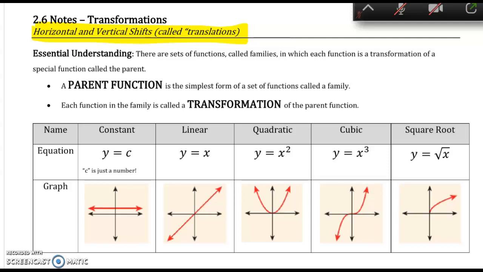So what's going to happen is we're going to take parent functions. These are examples of parent functions. They're just the simplest form of a function. And what we're going to do is transform them.